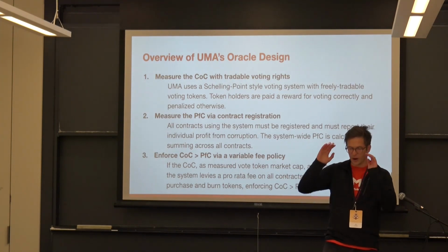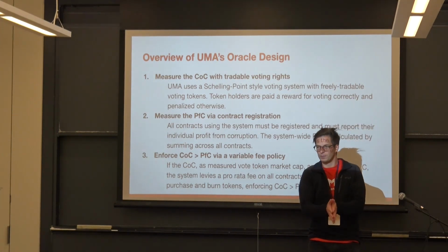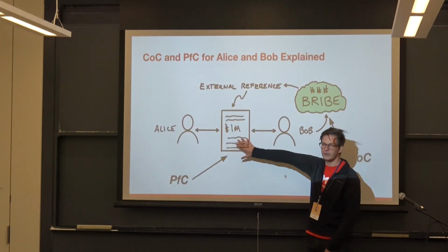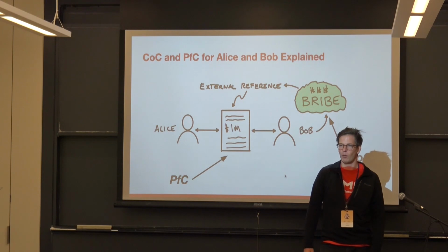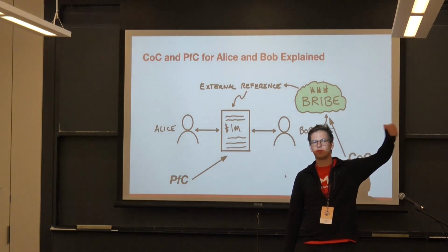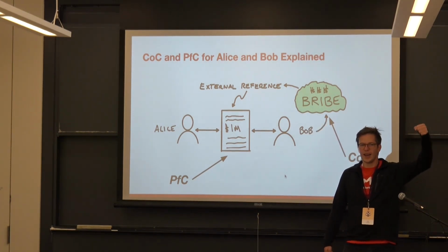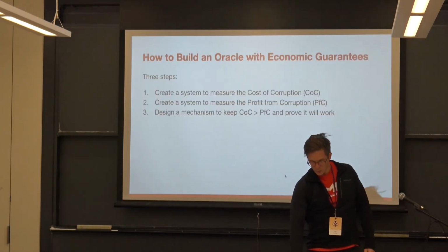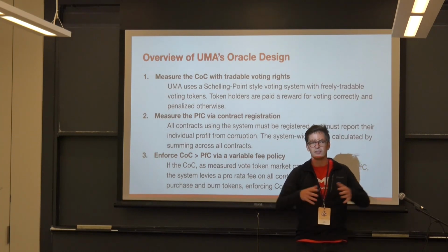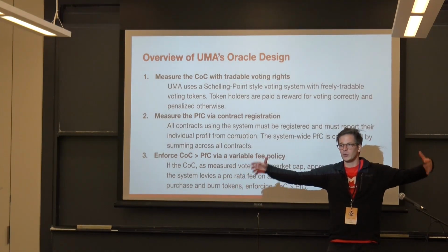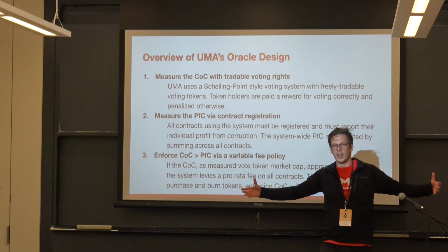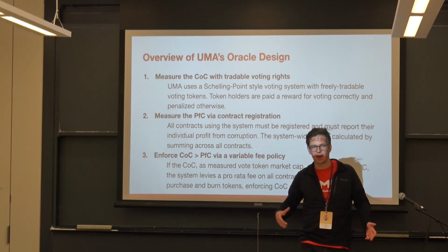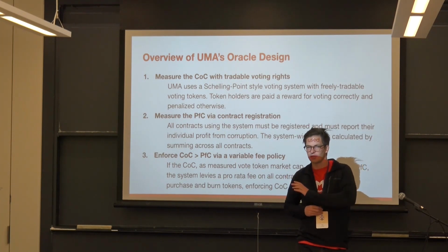Sorry. So, second part, measuring our profit from corruption. When we go back to the individual contract, it's easy to figure out the profit from corruption: how much money could get stolen out of that contract if an attacker were to control this price feed. Our system-wide profit from corruption number simply sums all of the contracts using the system, and it's a worst case analysis. In the worst case, how much money could be drained from the system by an attacker if they were on one side of all these contracts.